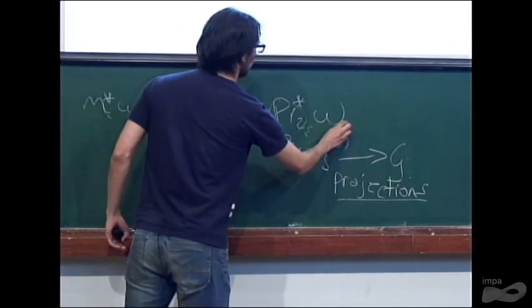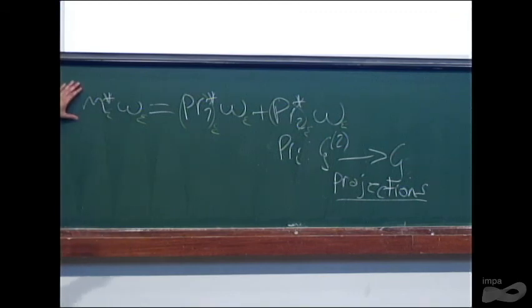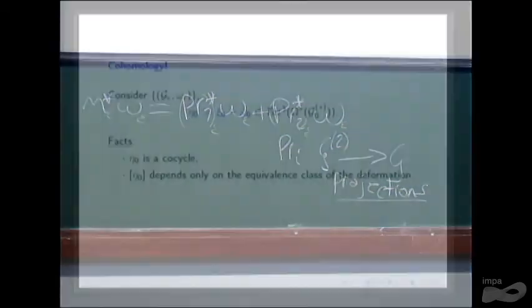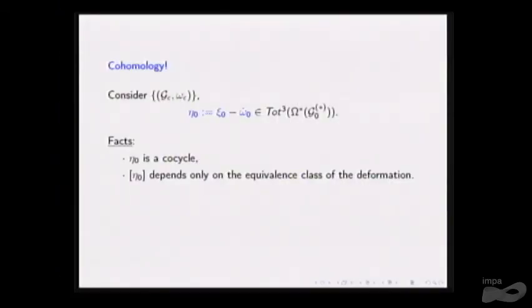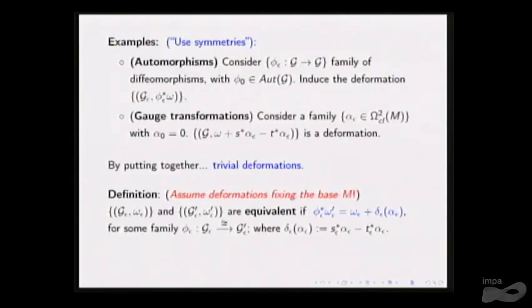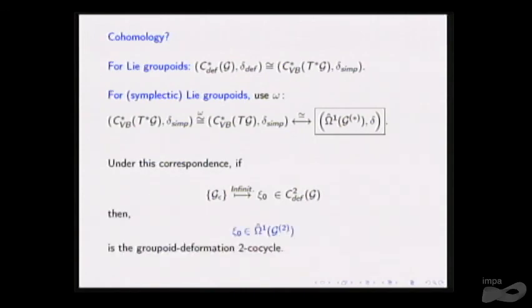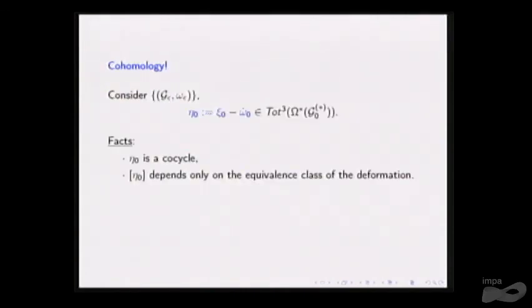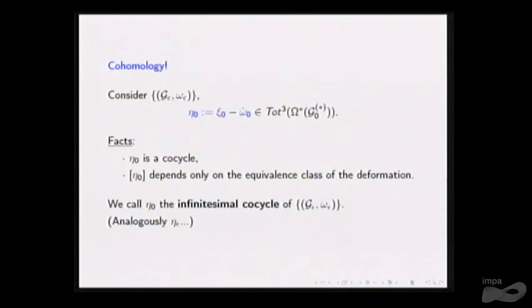And if you take this family of equations and you take the derivative at time 0, you obtain that it is a cocycle in this complex. And similarly, this second condition, the condition about the equivalence of two deformations, you take the derivative at time 0, and you get that the corresponding cohomology class depends only on the equivalence class of the deformation. We will call this eta 0 the infinitesimal cocycle of the deformation.